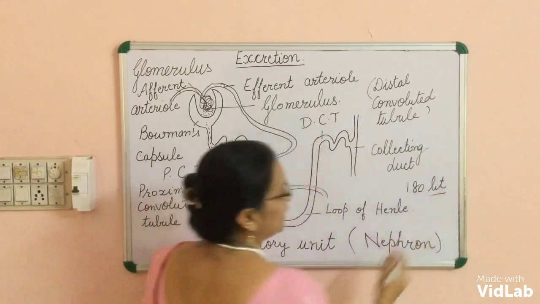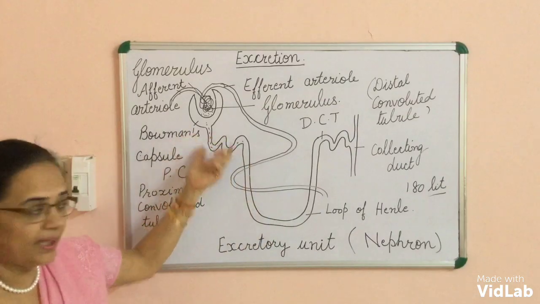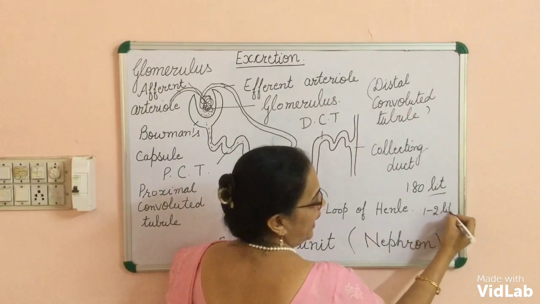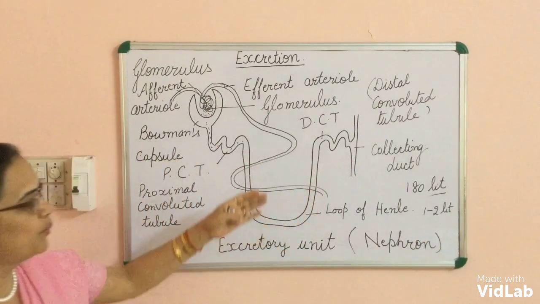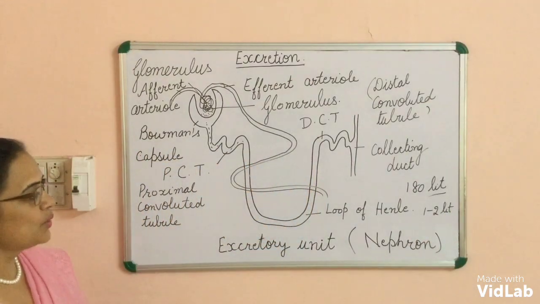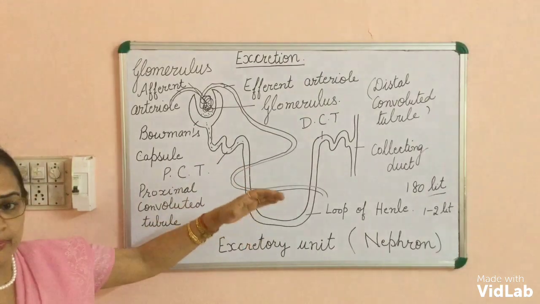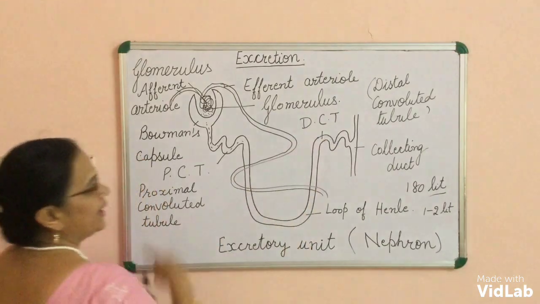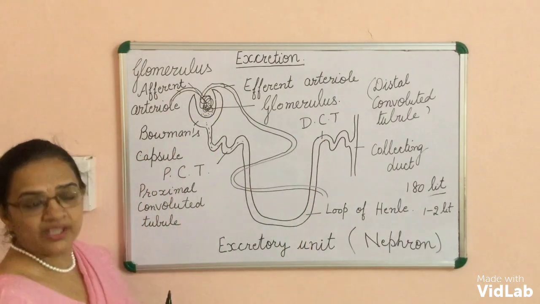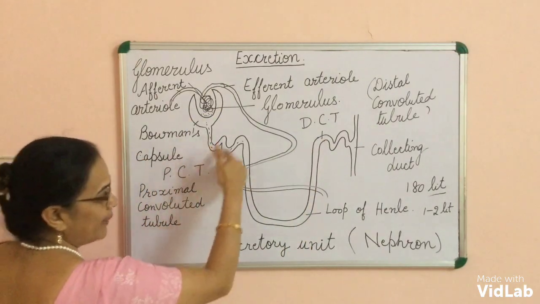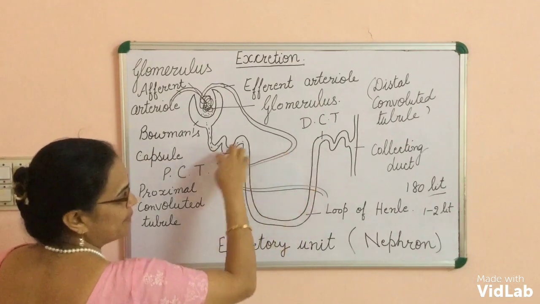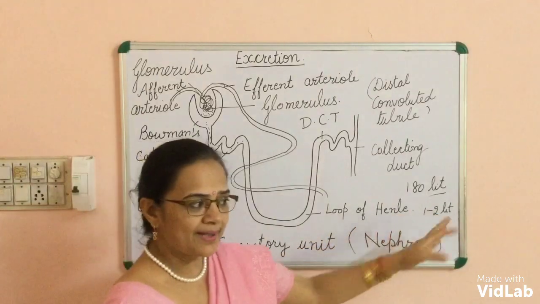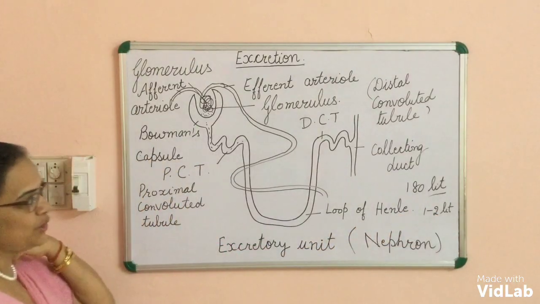180 liters of filtrate is produced per day, and urine passed from the body is only 1 to 2 liters. So the maximum amount of liquid is again reabsorbed by the tubular part. Again, the balance is absorbed by the PCT and loop of Henle. Only 1 to 2 liters is passed out from the body as urine.